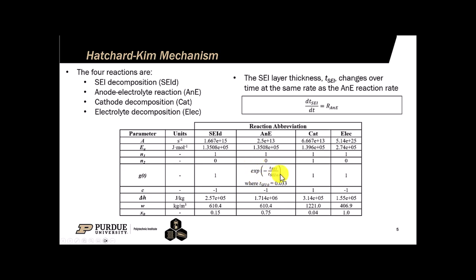Each reaction has just a value of 1 for the G reaction modifier, except for the anode electrolyte reaction, which has a reaction modifier shown here, exponential of -TSEI over TSEI0, where TSEI is known as the SEI layer thickness and changes over time at the same rate as the anode electrolyte reaction rate. So we have an additional ODE, which says that the rate of change of TSEI is equal to the anode electrolyte reaction rate. So over time, this value will increase, and this term will decrease, and the rate of the anode electrolyte reaction will slow. So there are some interesting dynamics between the coupling of these two ODEs.